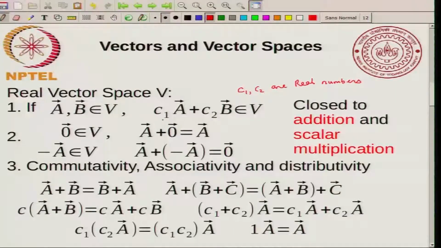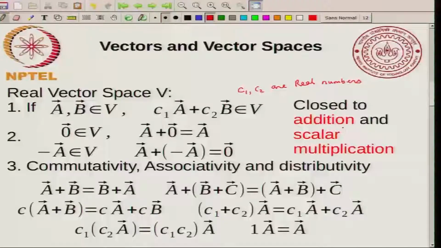So, what it means in short is that the vector space is closed under addition and scalar multiplication. That means you add any 2 vectors, you will get another vector, you multiply a vector by a scalar, you will get another vector. Notice I am only talking about scalar multiplication, I am not talking about multiplication of vectors. So, the vector space is closed under addition and scalar multiplication. That is the first axiom. The second axiom is that there exists a vector called the 0 vector, which is a member of the vector space V, such that you can add it to any vector to get the same vector. So, A plus 0 gives you A.